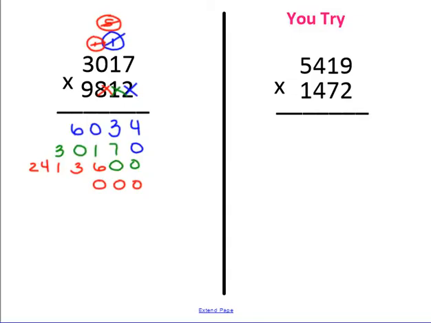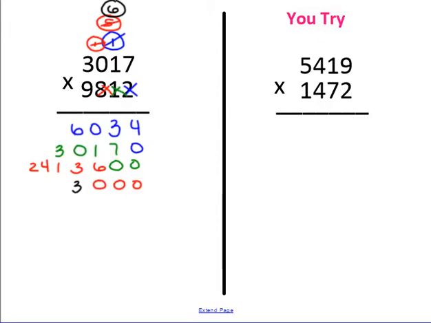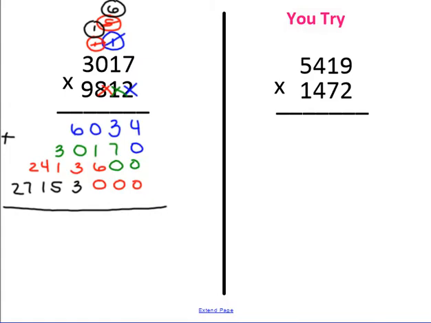And I'm going to switch colors. And I'm going to work with my 9. 9 times 7 is 63. 9 times 1 is 1, plus 6 is 15. 9 times 0 is 0, plus 1 is 1. And 9 times 3 is 27. So I have all my numbers, and I'm just going to add them up. See, not much different. You just have an extra row of numbers is all.